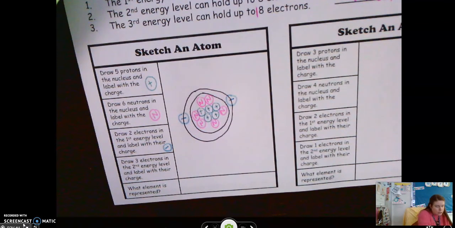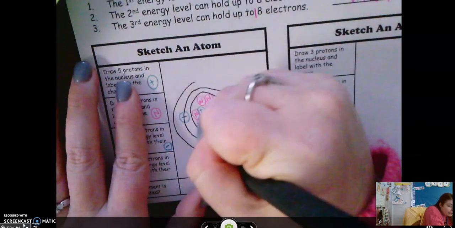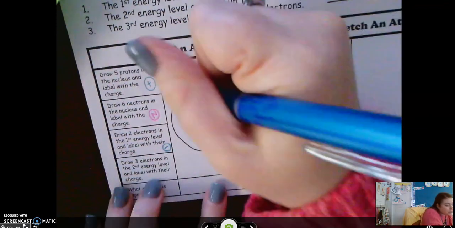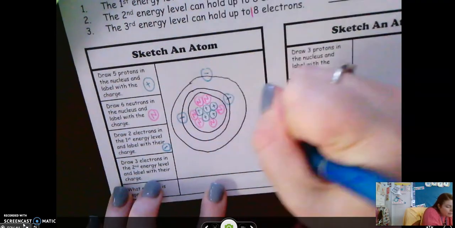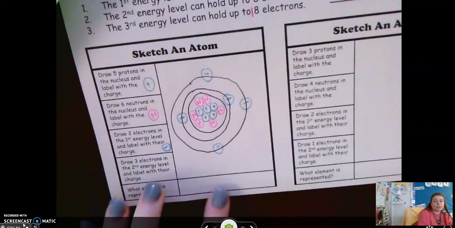The next instruction says draw 3 electrons in the second energy level and label with their charge. So I'm going to draw another circle, another ring or electron shell, and it says to draw 3 electrons here. So here's 1, 2, 3 electrons.